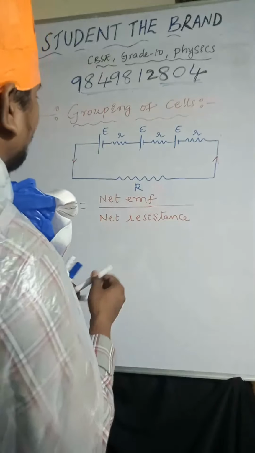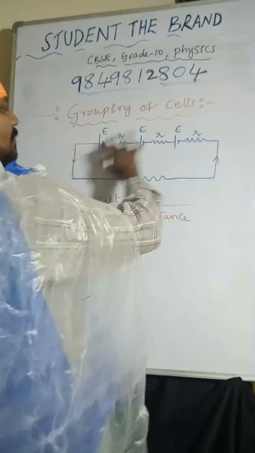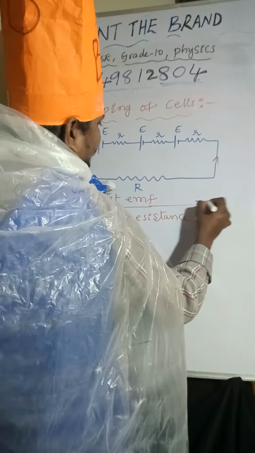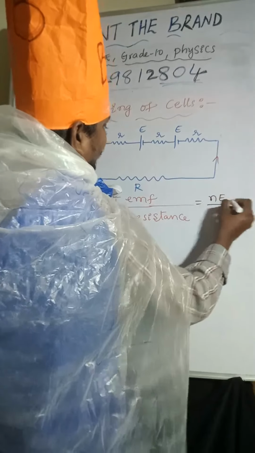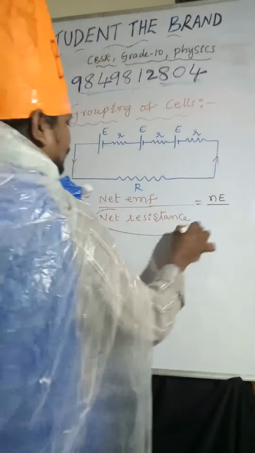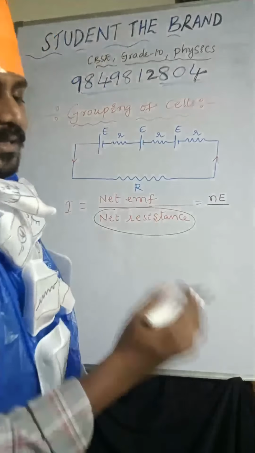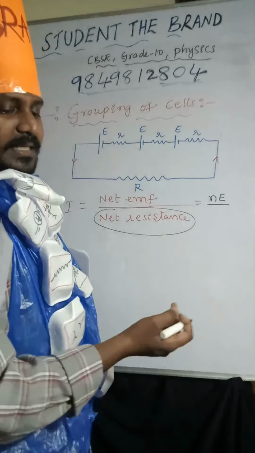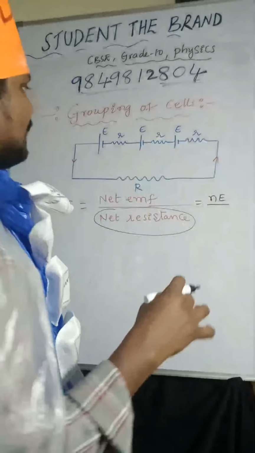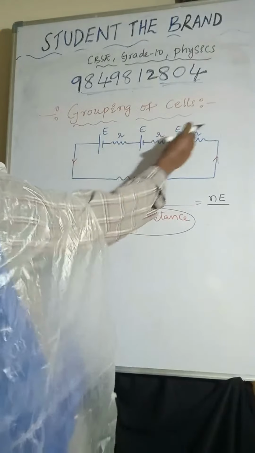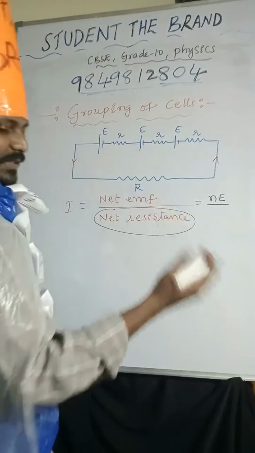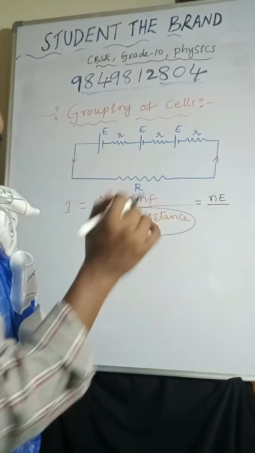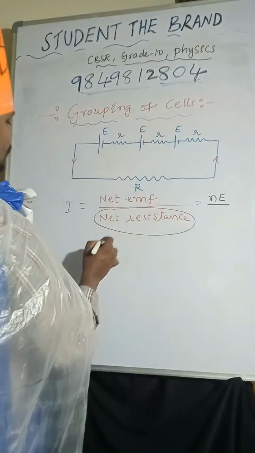Now, what is the net EMF? If n number of cells are connected, the net EMF is nE. So we need to identify the net resistance. What is the net resistance? The internal resistance, with n number of cells connected. As I said in the previous case, if n number of resistors are connected in series combination, we take nR. Here also we have to take nR.